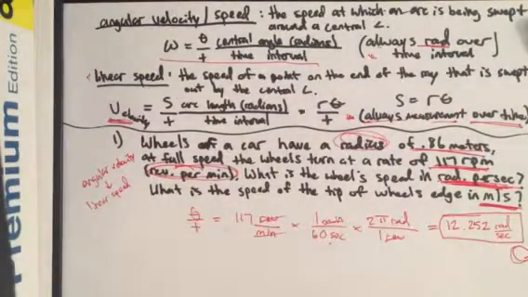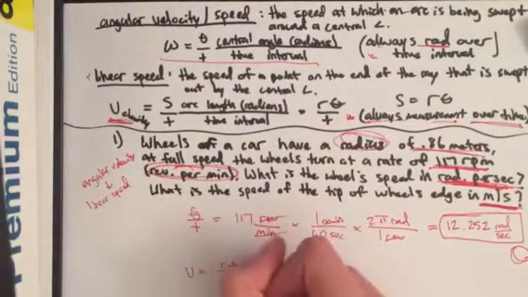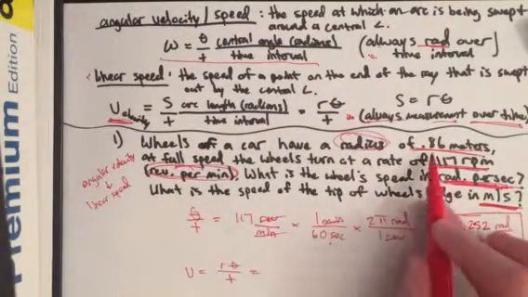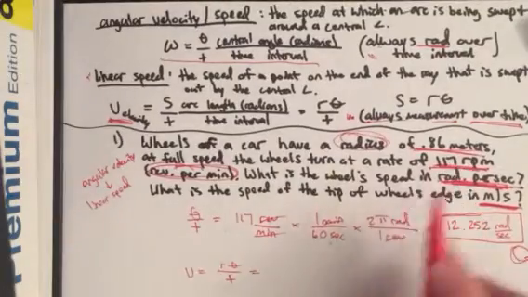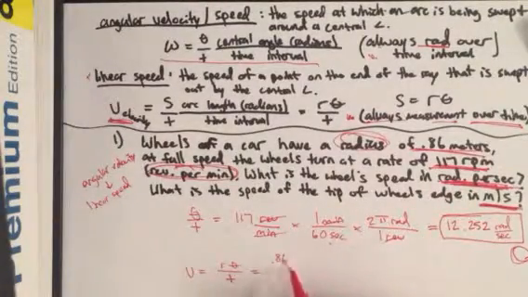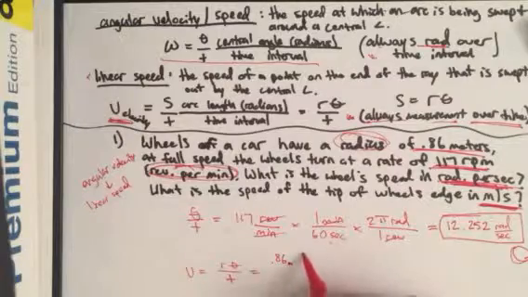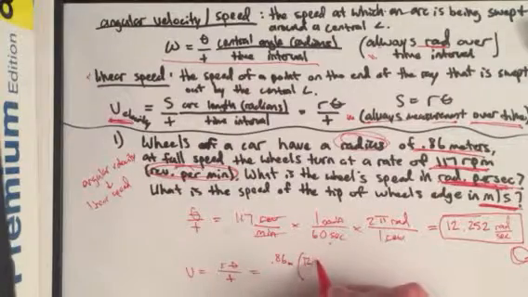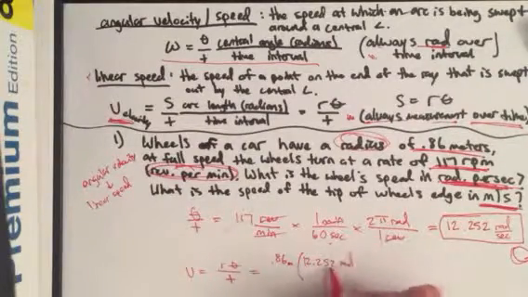Anyway, now we're going to move on to the linear speed, which again is the velocity, r times theta over the time interval. So r being the radius, what's the radius here? 0.86 meters. So we're going to do 0.86 meters times, what is our theta? We just need to plug in our theta over time. Just plug that in: 12.252 radians per second right in there.